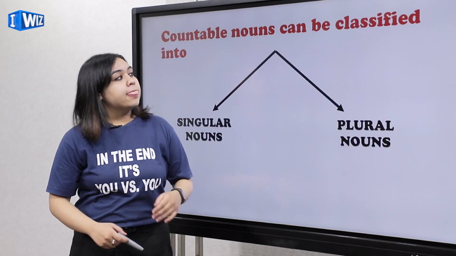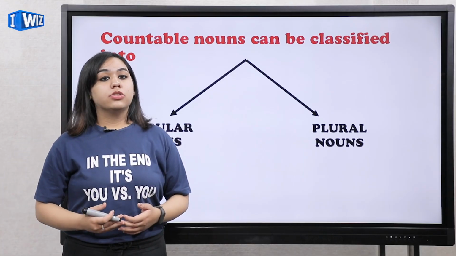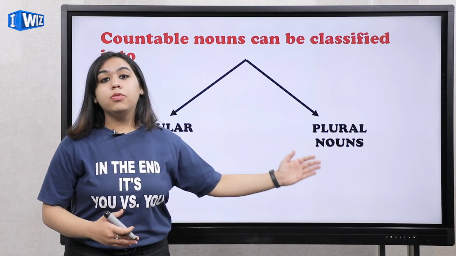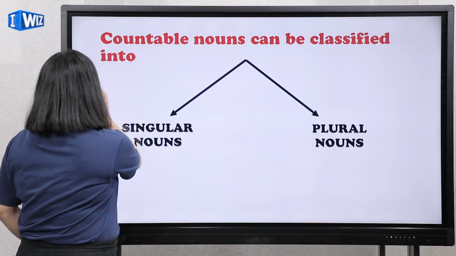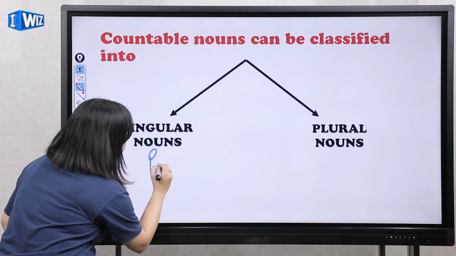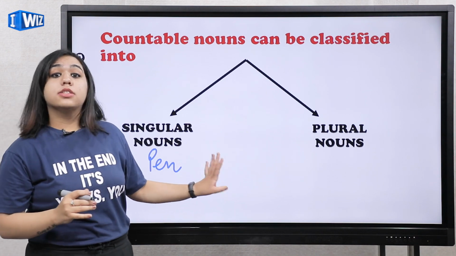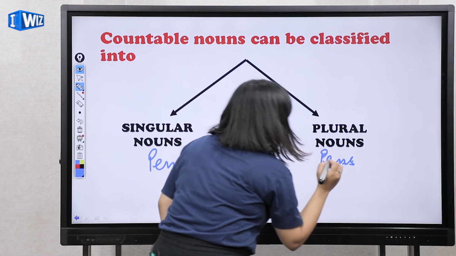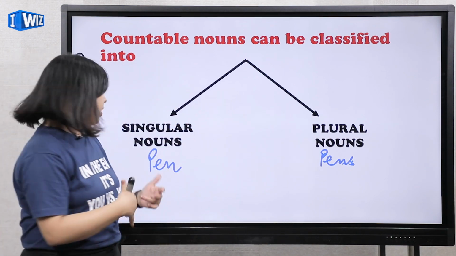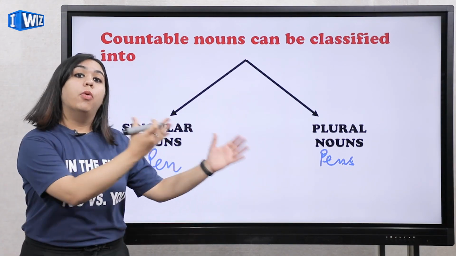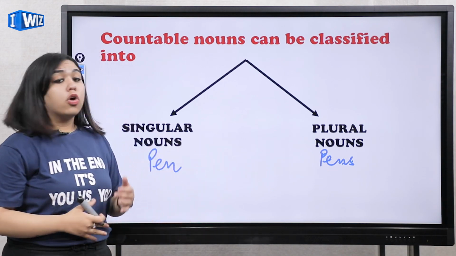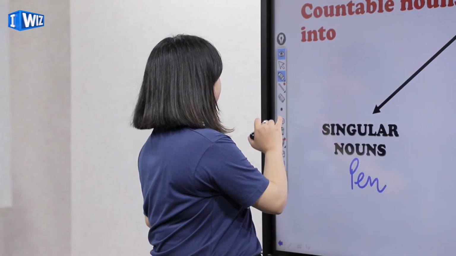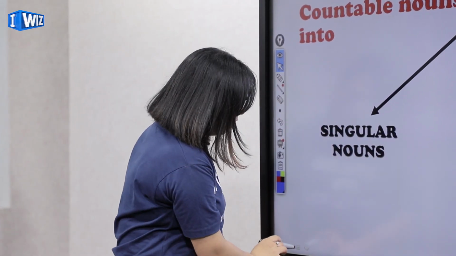Let's move on. Now, talking about countable nouns, countable nouns can be classified as singular nouns and plural nouns. So now, if we talk about, say, pen, it will be a singular noun. But if I say pens, if I add an S, it will be a plural one. Similarly, book, books, singular, plural. Table, singular, tables, plural. Okay? So, let's move on.